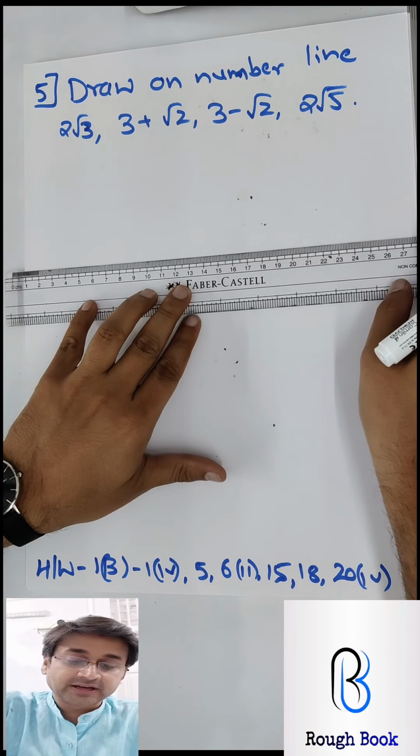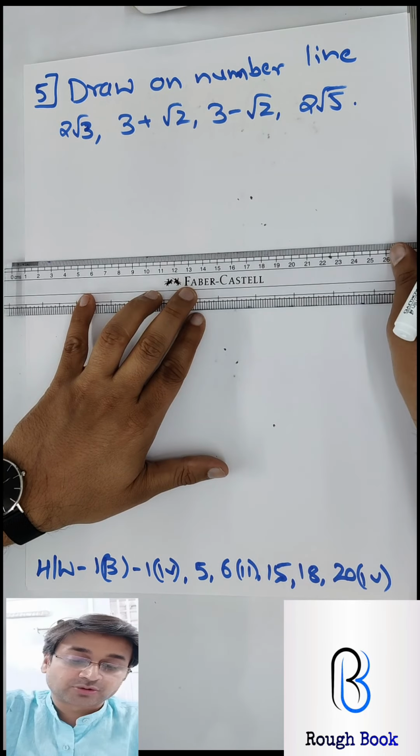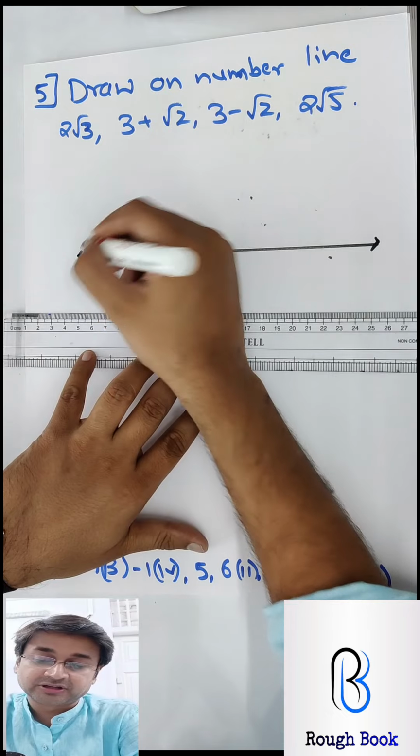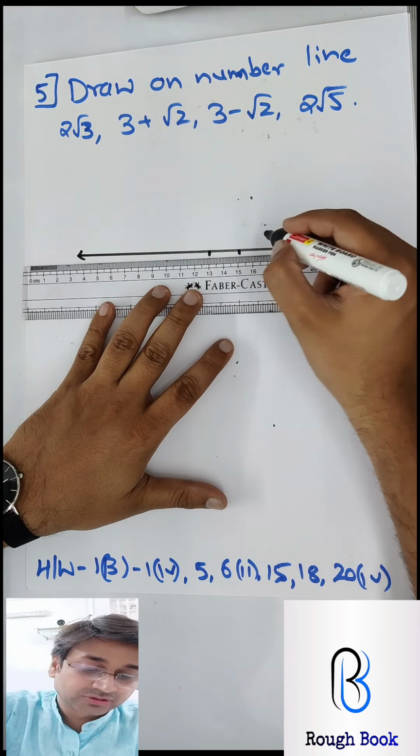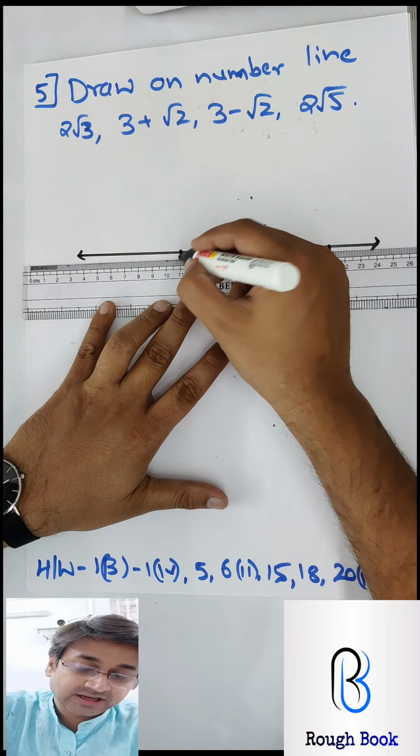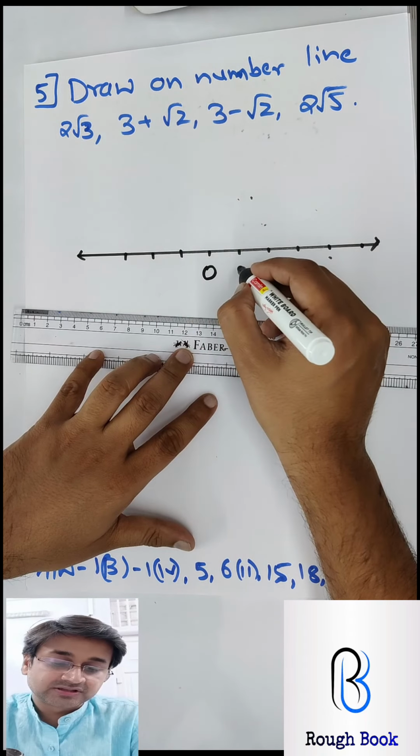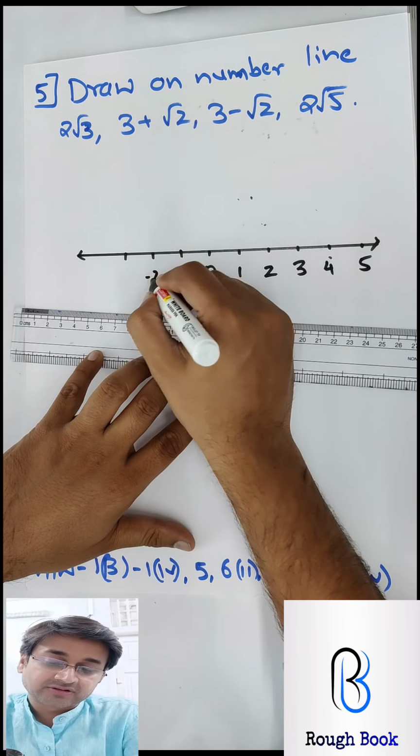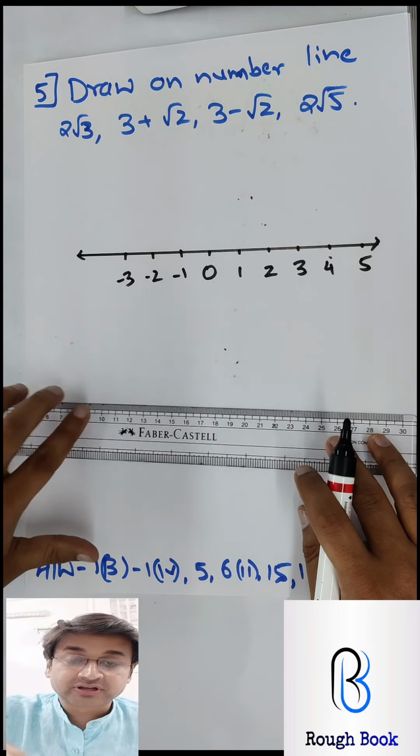You draw a number line, you can take 2 centimeters as 1 unit or 1 centimeter as 1 unit, whatever your teacher has taught. Preferably you can take 2 centimeters, no problem. I am also doing the same. So I am taking from here 2 centimeters as 1 unit on each part. Likewise on this side also 2 centimeters. Let's call this 0, 1, 2, 3, 4, 5. Likewise negative 1, negative 2, negative 3. That's the number line. Now to get root 3, I'll have to first get root 2.